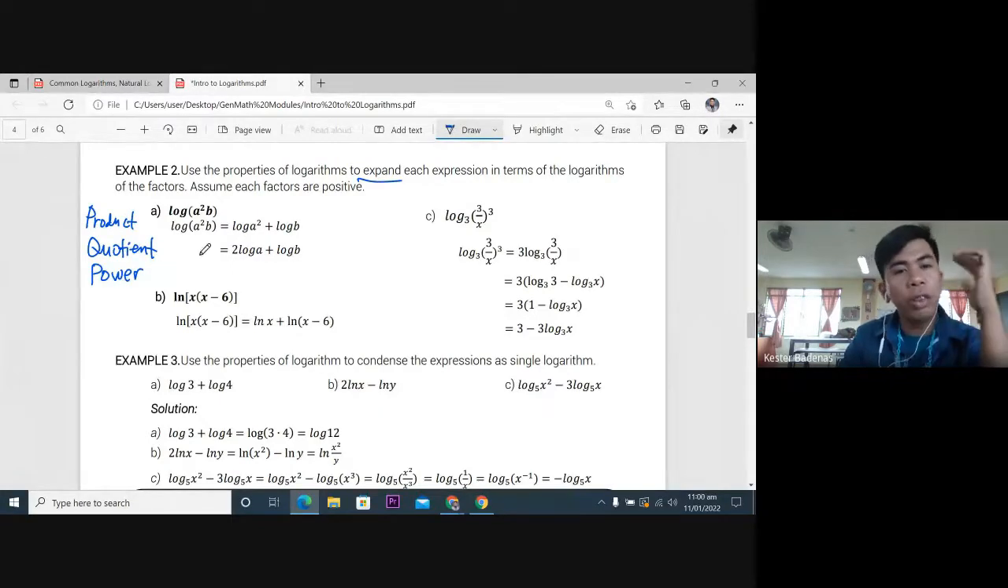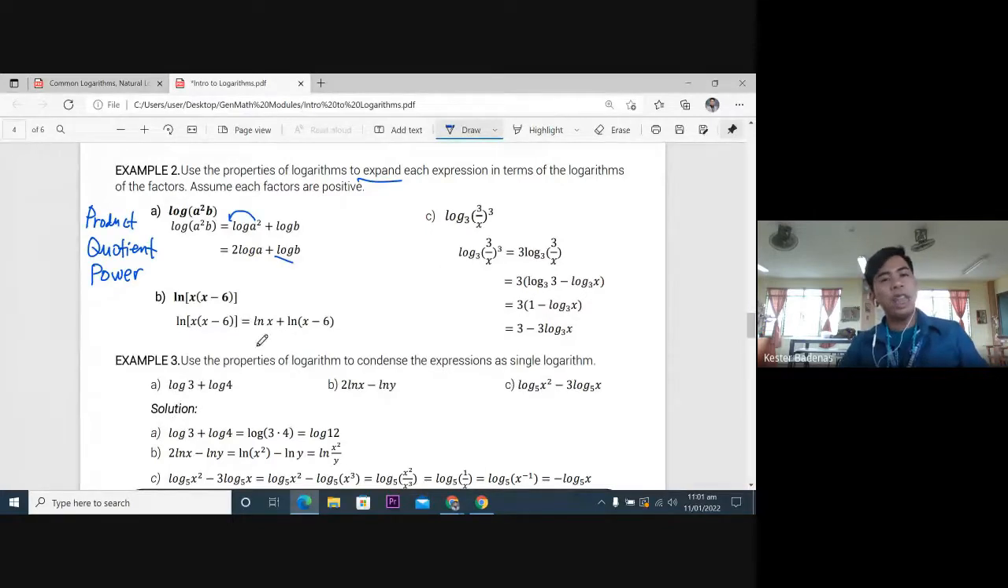So if we have logarithm of a squared b, unahin yung product, expand muna natin, so magiging logarithm of a squared plus logarithm of b. And then, sunod, since walang quotient, power na. So ibababa yung power, kaya we have 2 log a plus log b. Okay. So, ayan siya.